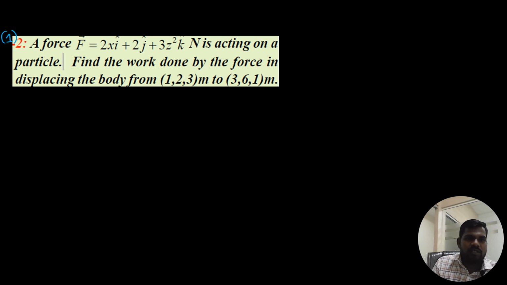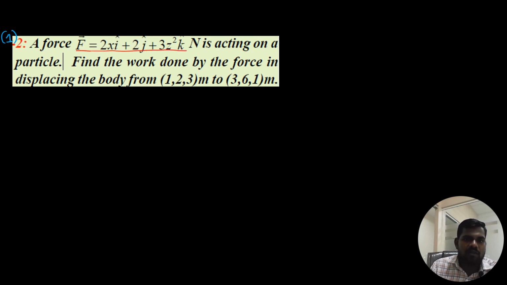See what is given in the question. I will read the question once. A force F vector is equal to 2x i cap plus 2j cap plus 3z square k cap newtons is acting. So force is given. This force is acting on a particle.